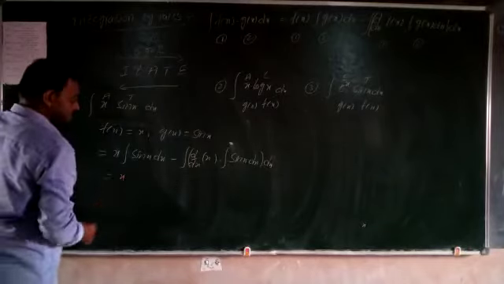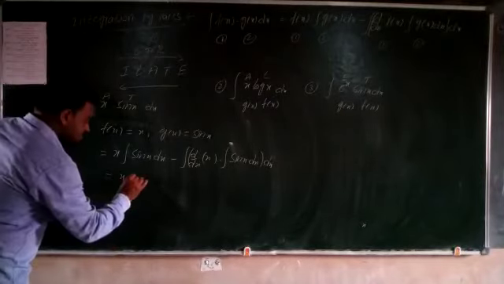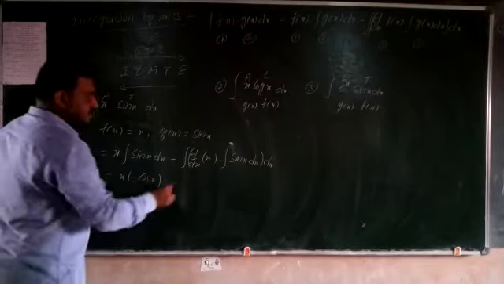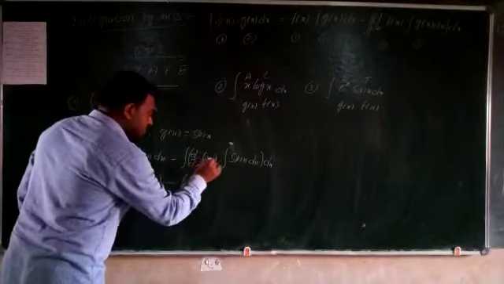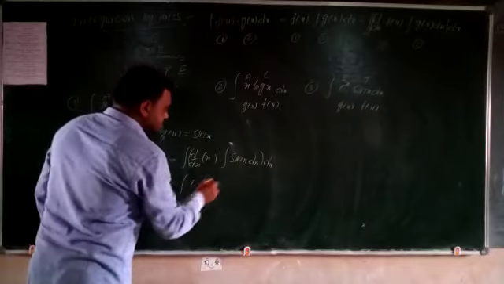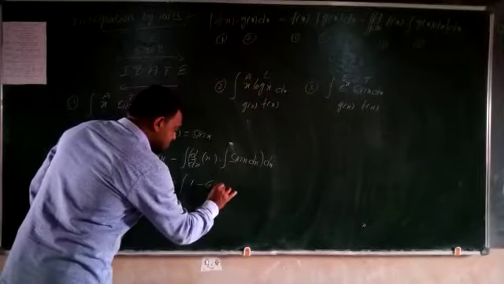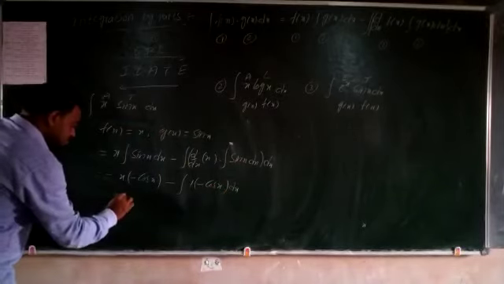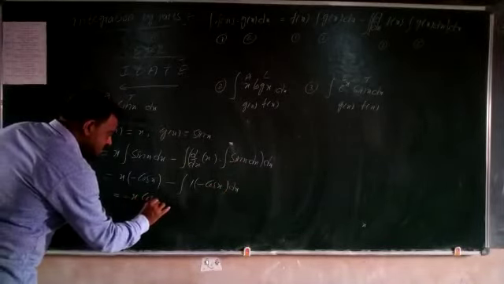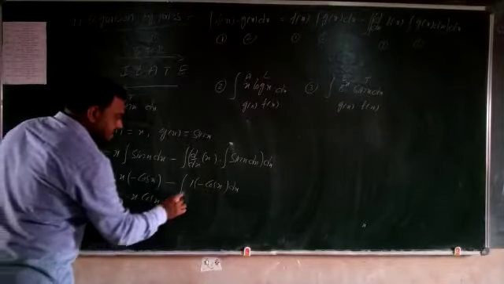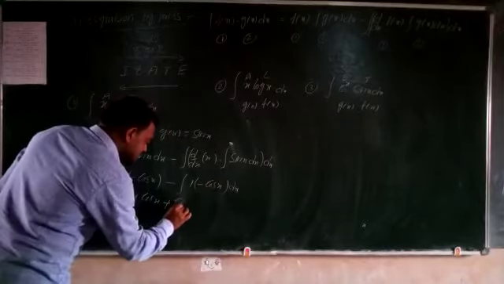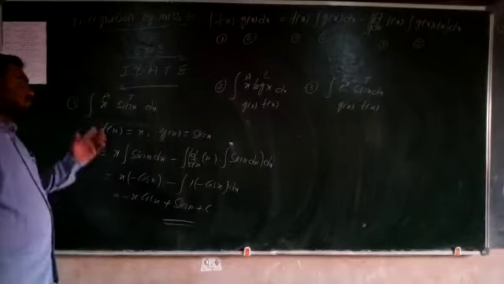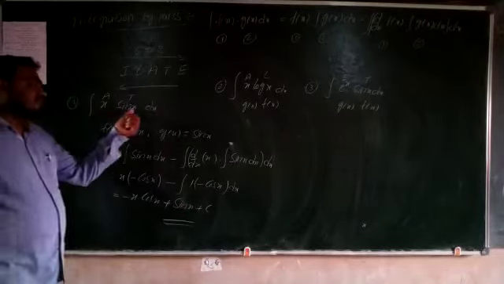This is equal to x into integration of sin x, which is minus cos x, minus integration of derivative of x, which is 1, into integration of sin x, which is minus cos x, dx. This equals minus x cos x, minus into minus plus, integration of cos x, which is sin x. This is the solution.